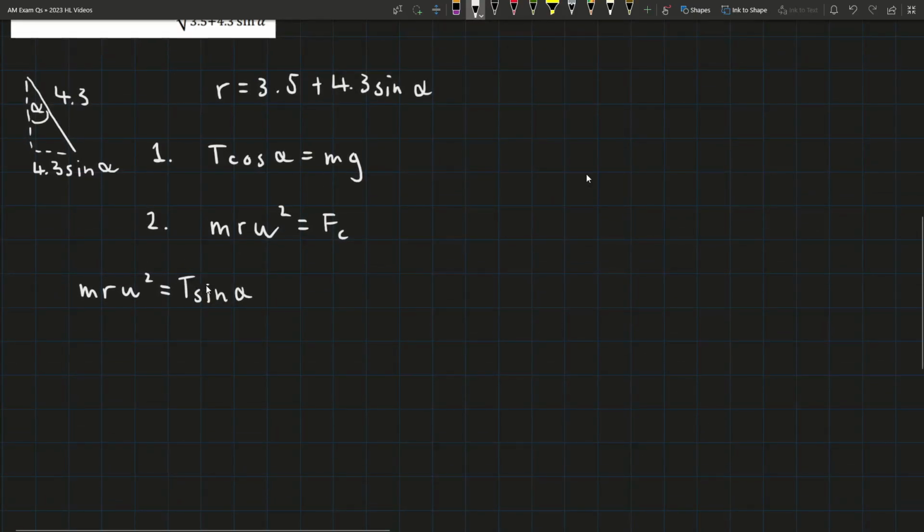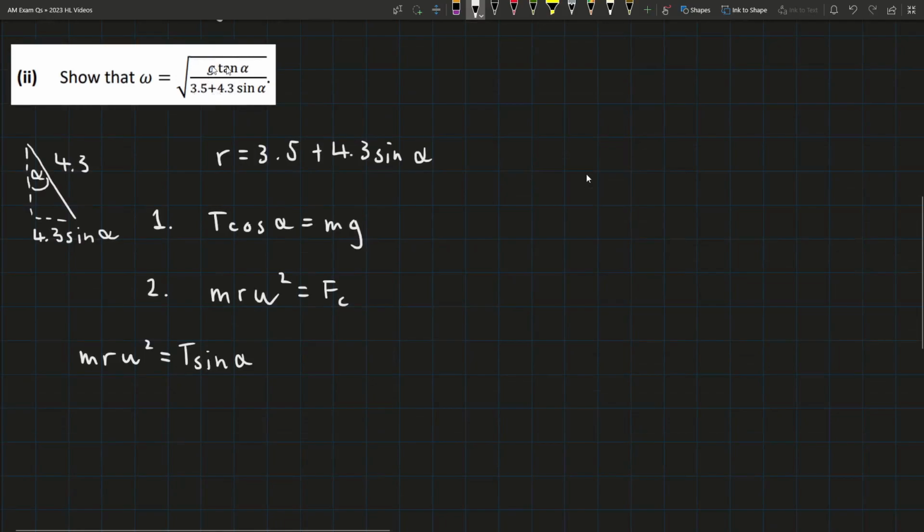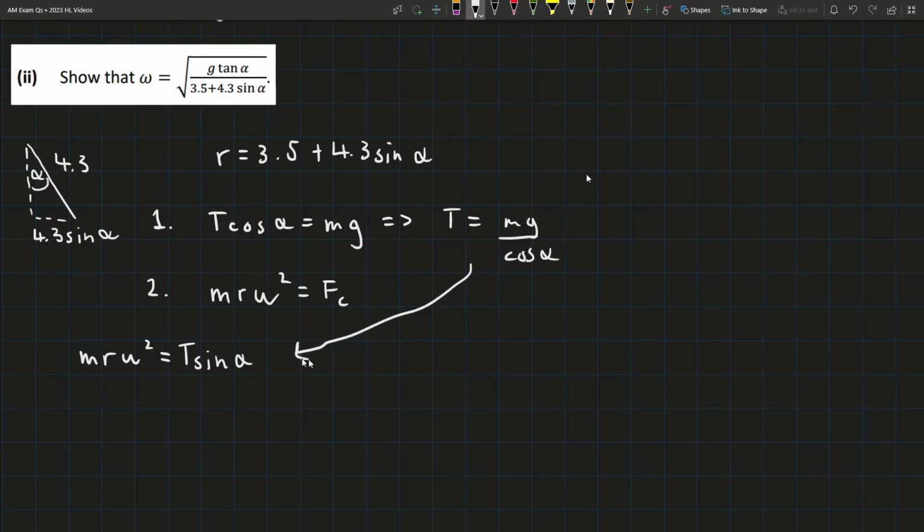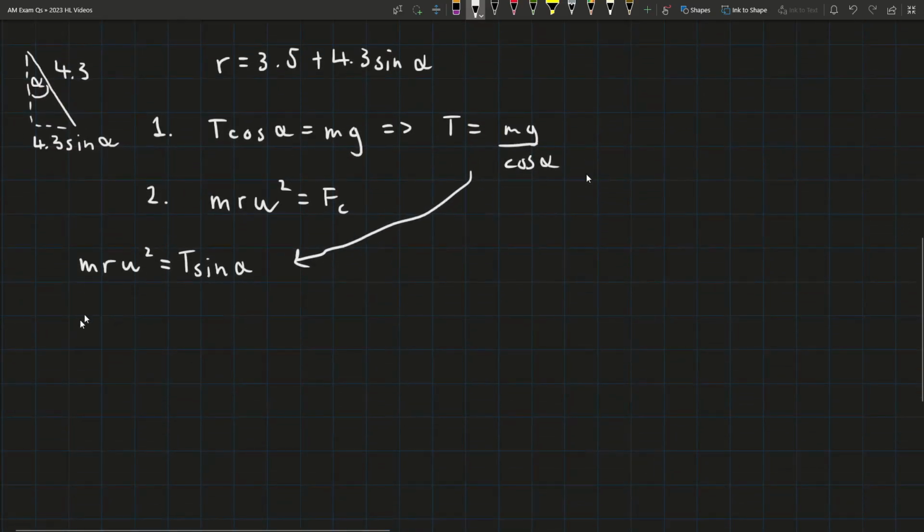So now, if we have a look at what we need, we don't have a T in the answer that they want. So we can get rid of the T by using our equation 1. We can say that T equals mg divided by cos alpha. And now we can put that into our second equation. So we're going to have m r omega squared equals mg over cos alpha times sin alpha.